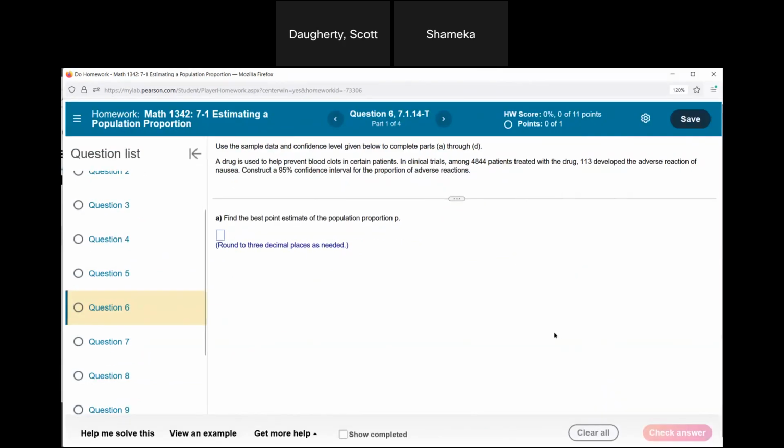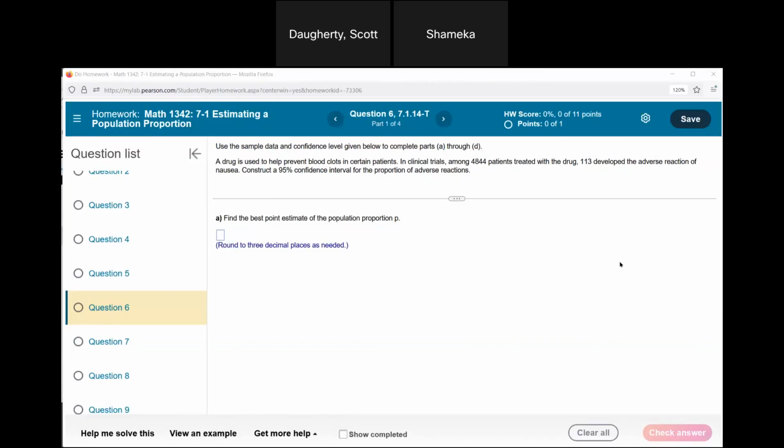Okay, so this one says, a drug is used to prevent blood clots in certain patients, and in clinical trials, they tested 4,844 patients who were given the drug, and 113 of them developed adverse reactions to it and had nausea. And we're supposed to construct a 95% confidence interval for the proportion of adverse reactions.